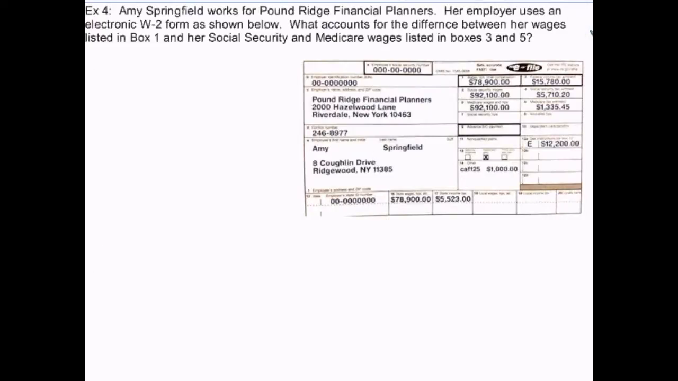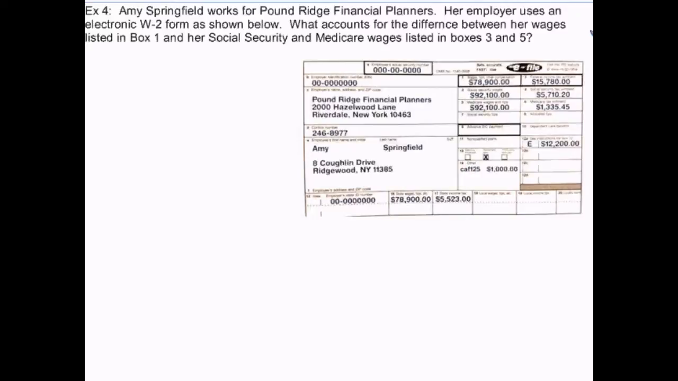And her employer uses an electronic W-2. You'll notice it's electronic because of this little e-file. We've got wages listed in box 1 and Social Security and Medicare wages. So here's the Social Security, here's the Medicare wages. And you can see that there's a difference.